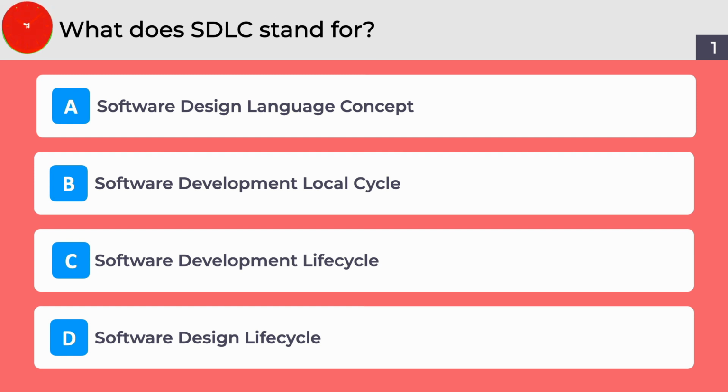And the correct answer is C. Software Development Lifecycle. If you look at the other choices, none of them really make sense. The SDLC has nothing to do with language. SDLC has, again, nothing to do with the local cycle. And SDLC is about software development lifecycle and not software design lifecycle.